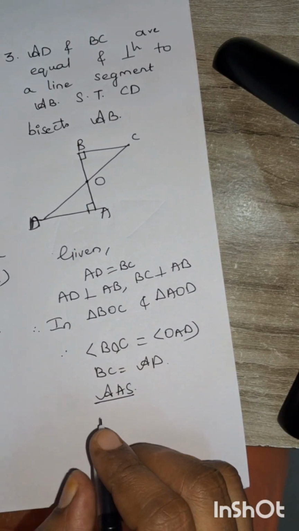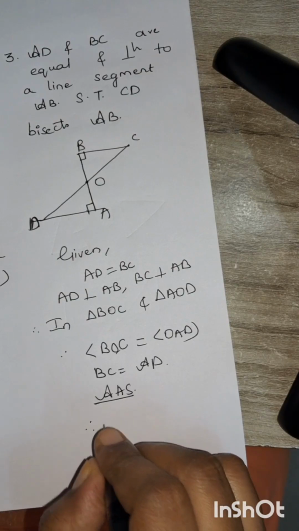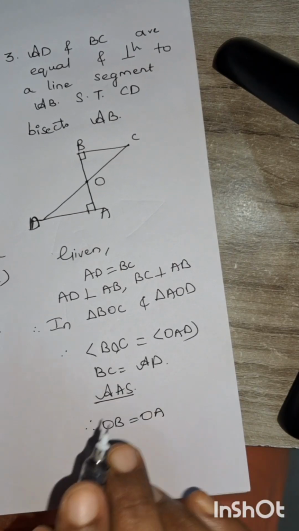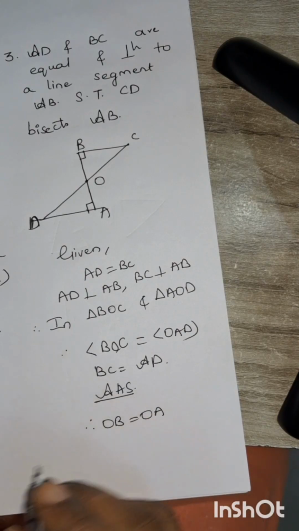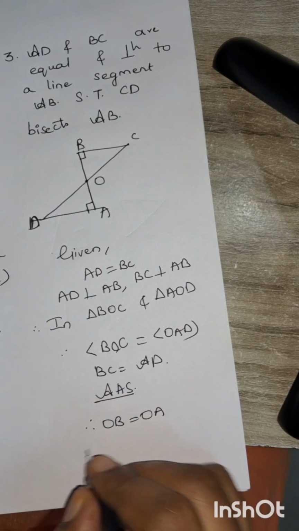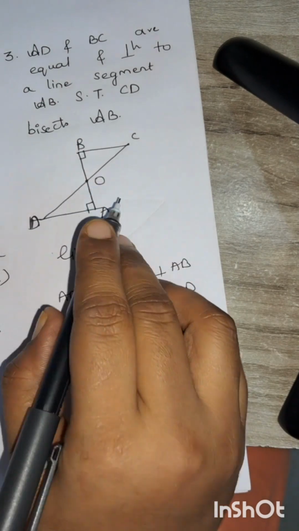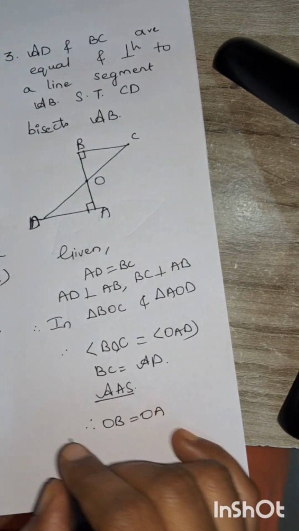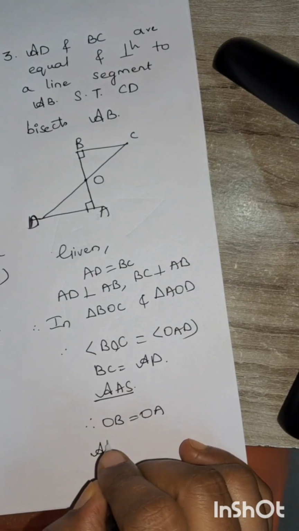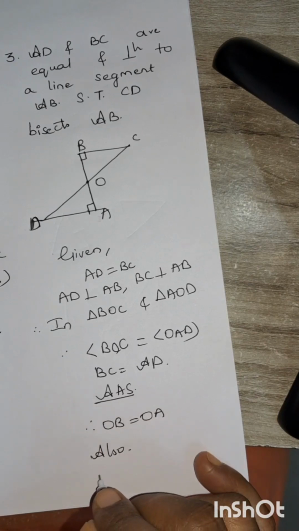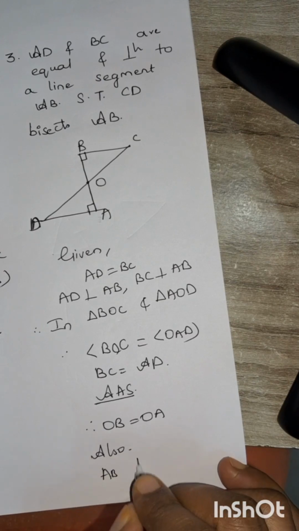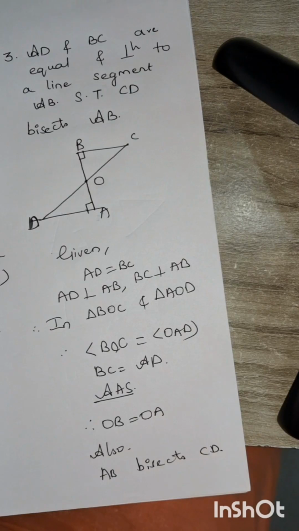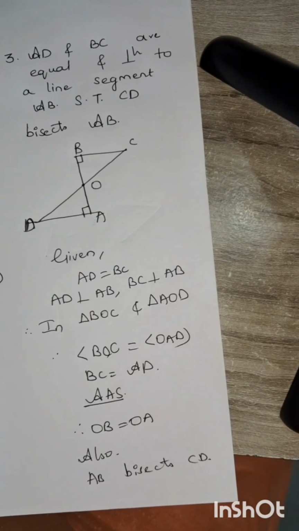So triangle OBC is congruent to triangle OAD, and also OB is equal to OA, since O bisects AB. And O is bisecting what? CD too. So also OD is equal to what? OC. So AB bisects CD. Okay, this is your question.